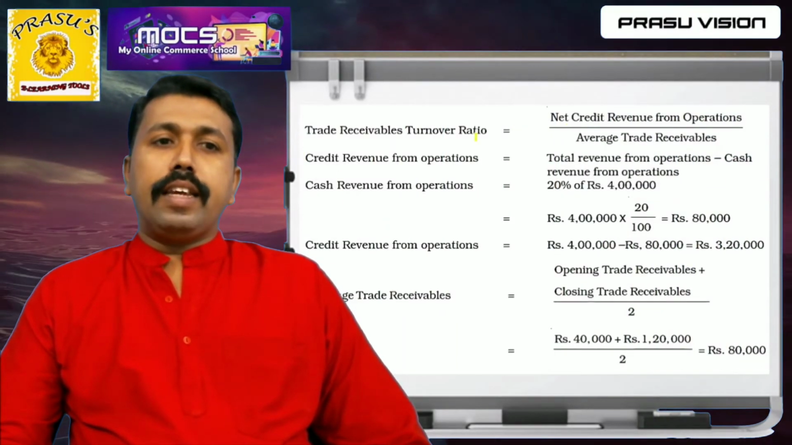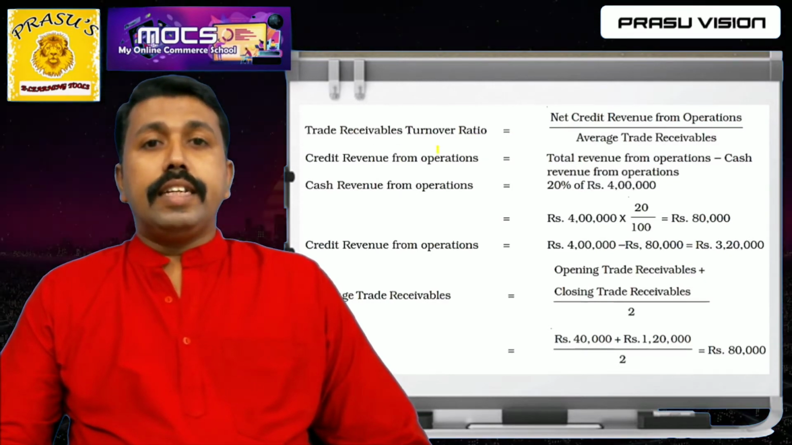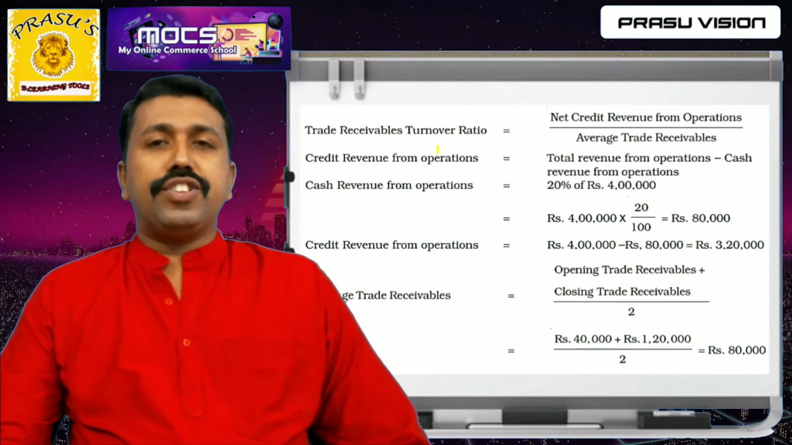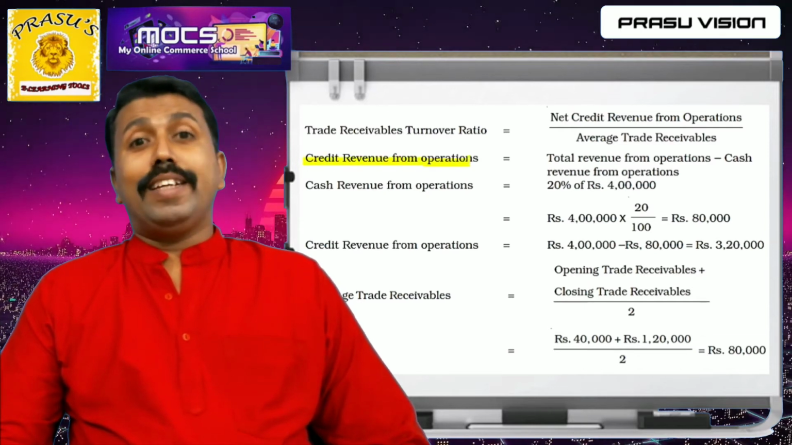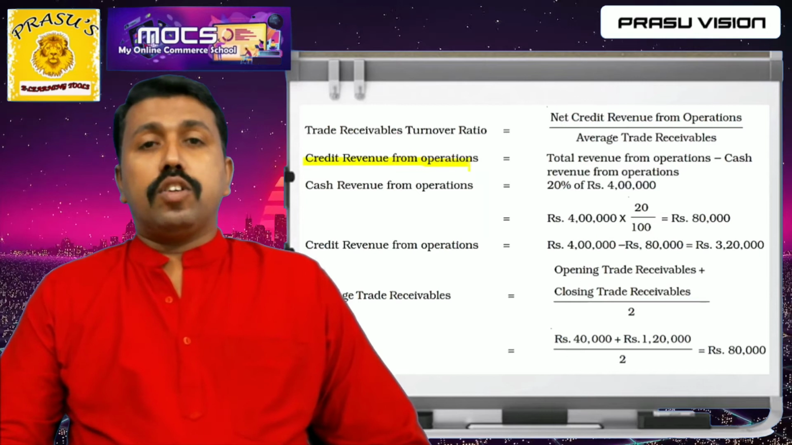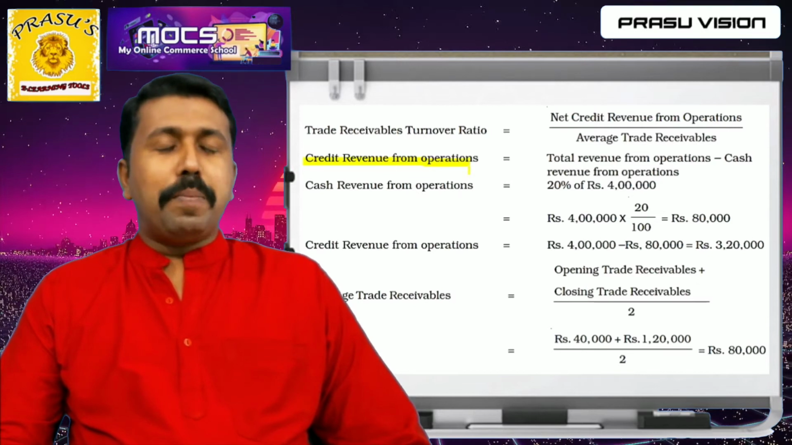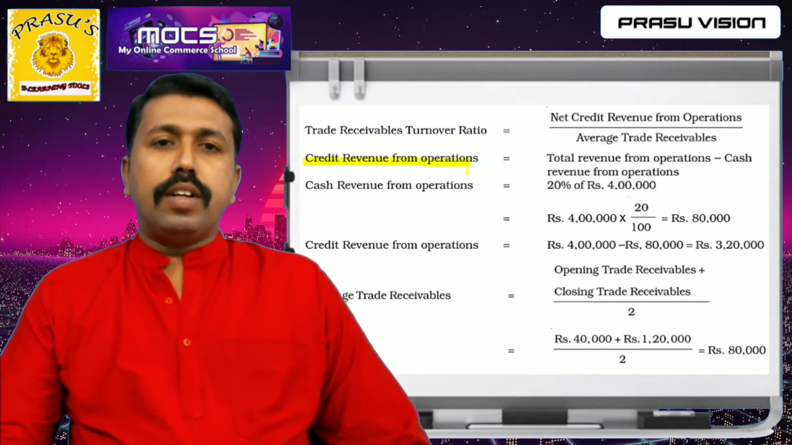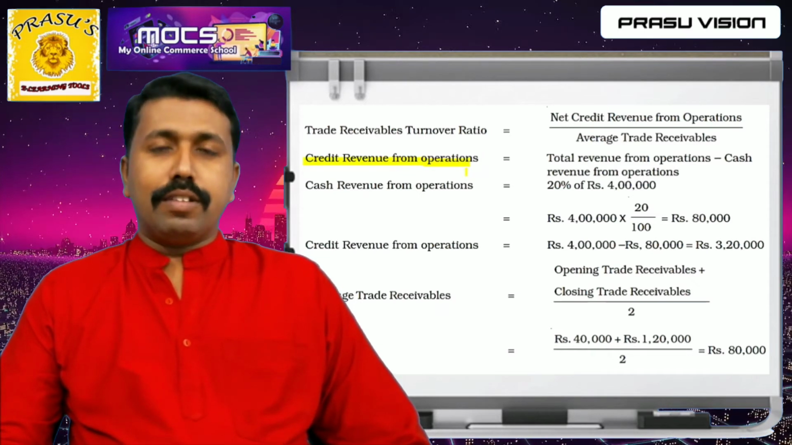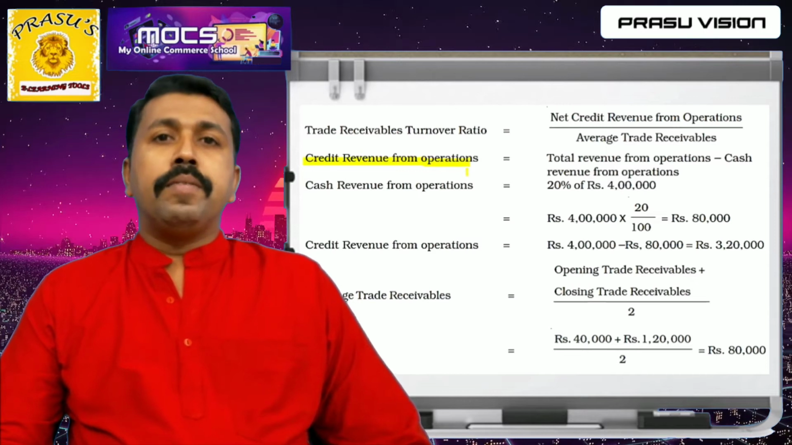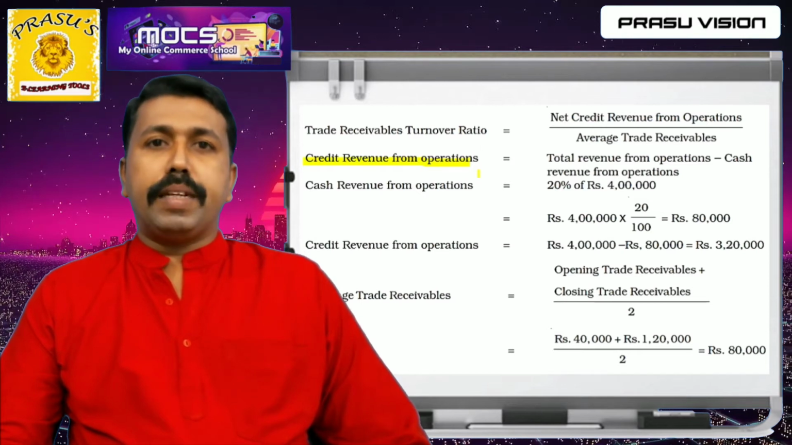We have to calculate the trade receivable turnover ratio. So the equation is net credit revenue from operation divided by average trade receivable. And the credit revenue from operation we can calculate because it is not given in the question. Total revenue is the total of cash revenue plus credit revenue. So we have to create a new equation. Cash revenue is there, total revenue is there, we want the value of credit revenue. So credit revenue from operation is equal to total revenue from operation minus cash revenue from operation.